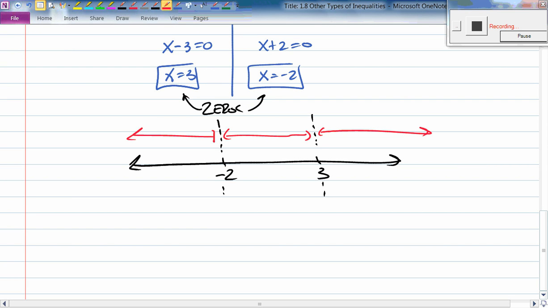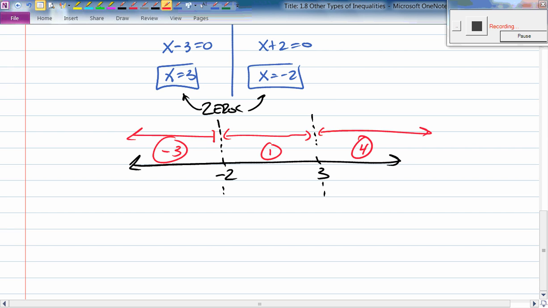Now that I have my regions set up, I'm going to take a test point within each of those regions. So what's a test point in this first one over here to the left? Give me a number. -3. Good. Give me one in the middle I can use. 1. Good. Give me one to the right I can use. 4. Good. Are there a lot of options here? Yes, there's tons of options, right?